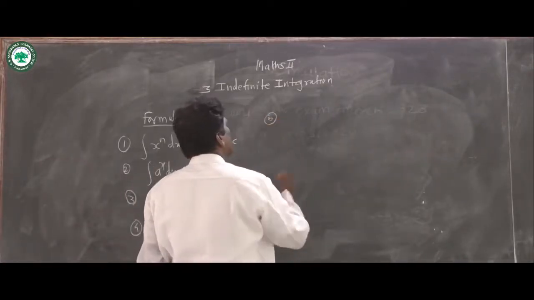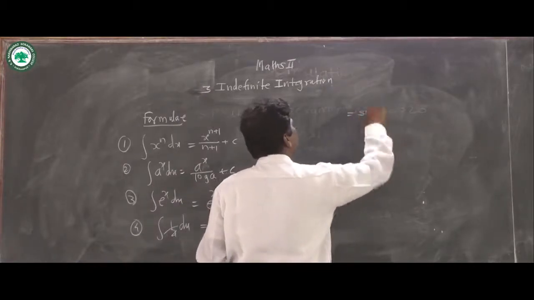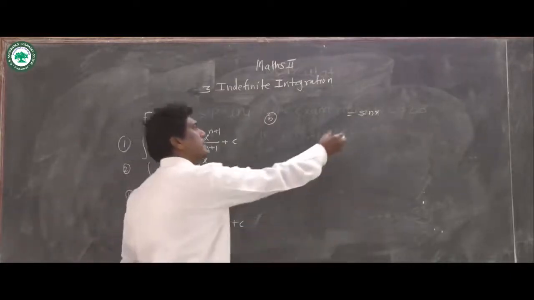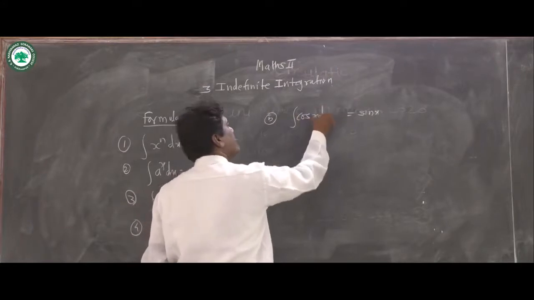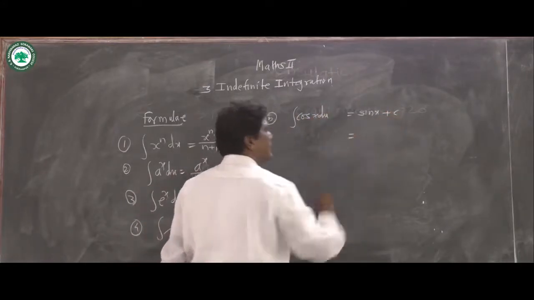Number 5th. Now tell me, what is the derivative of sin x? Derivative of sin x is cos x. So integration of cos x dx is equal to sin x plus constant of integration.